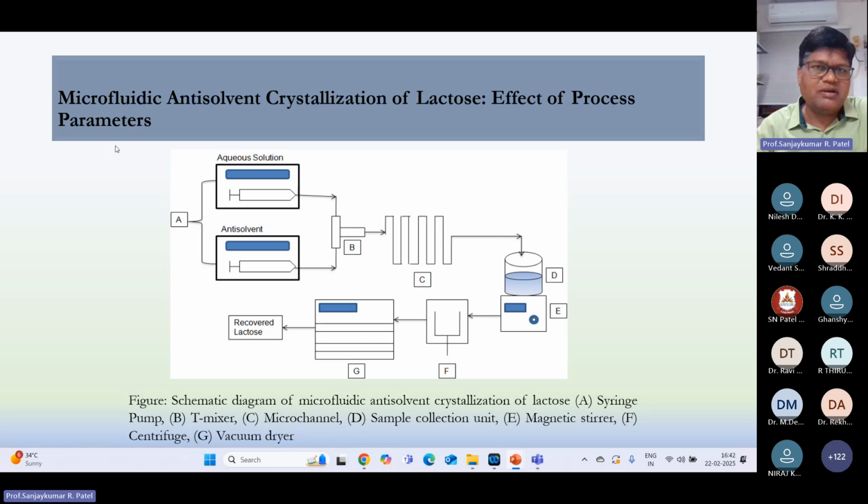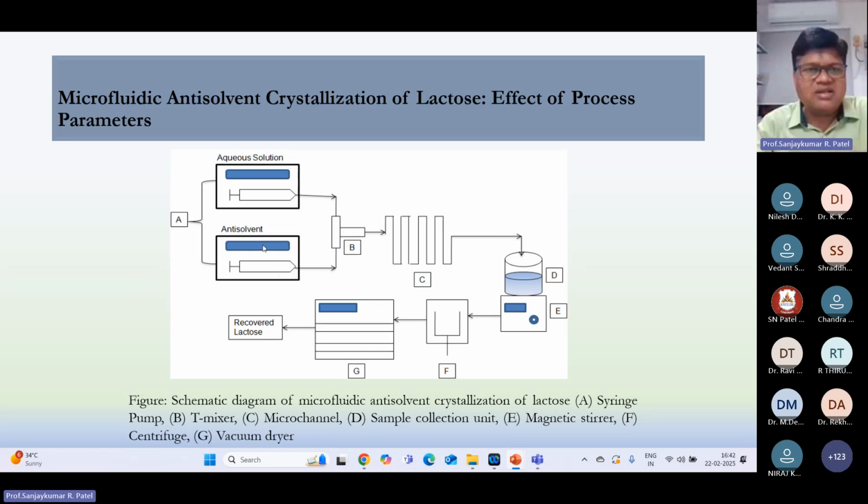So we had another process in which we kept a diameter of less than 1000 micrometers, so it comes under microfluidics, correct? So it's a microfluidic anti-solvent crystallization of lactose, and the process parameters again are studied on the lactose recovery itself. Here we had a microchannel formed, you can see this is a microchannel. In microfluidics in particular, it is divided into two parts, the primary mixing zone and the secondary mixing zone. In the primary mixing zone, we use a T shape for mixing the initial solution and the anti-solvent.